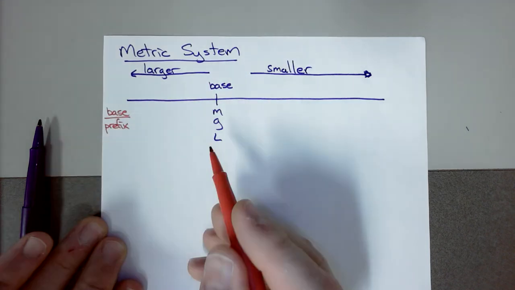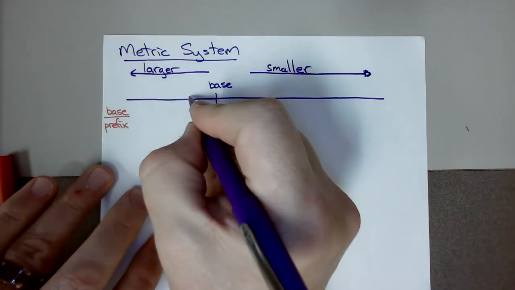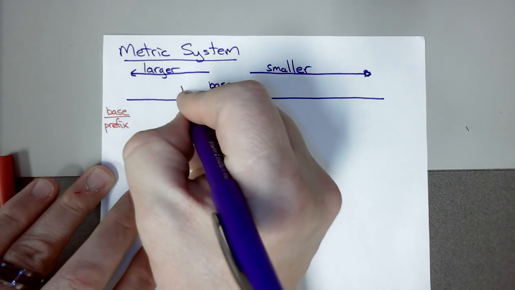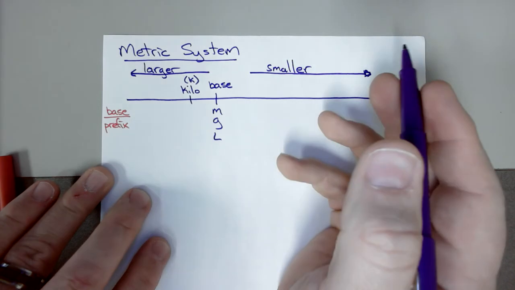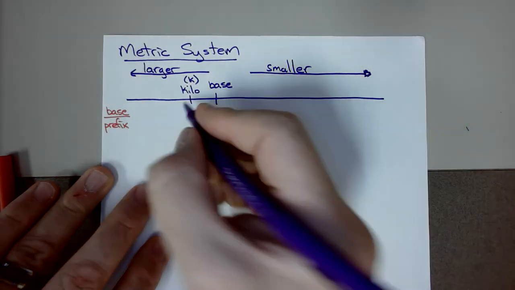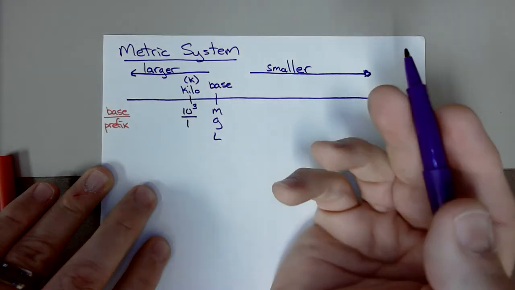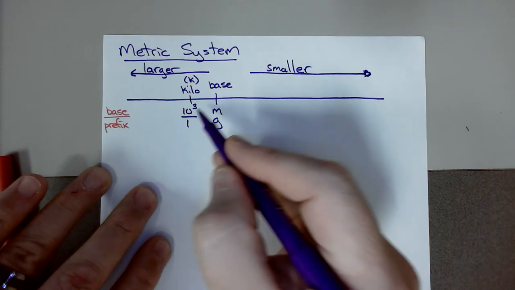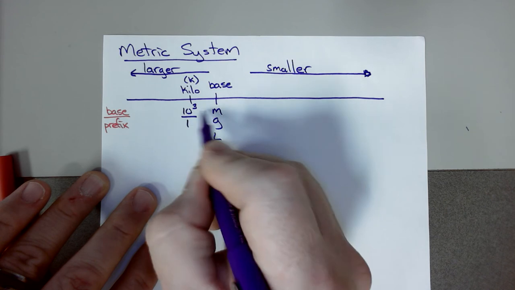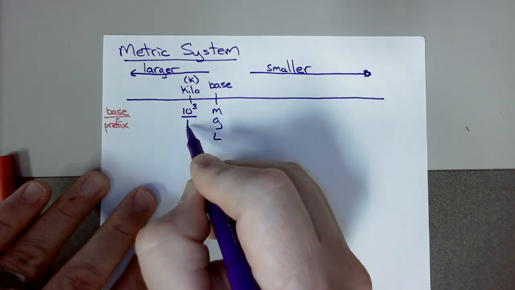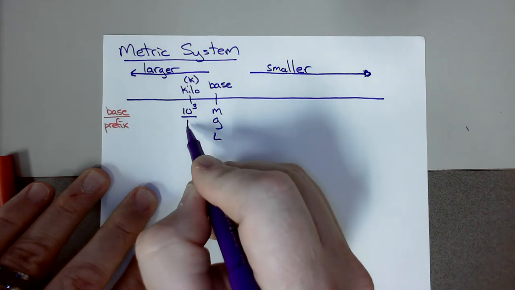Okay, so the first one we want to look at, and we're going to do larger first, would be a kilo. So that's a kilo, and represented with a small k. Now a kilo, there are 1,000 base units in 1 kilo. So if I have 1 kilometer, it takes 1,000 meters to make 1 kilometer. So we put a 1 for the bigger unit, and how many small units make the bigger unit.